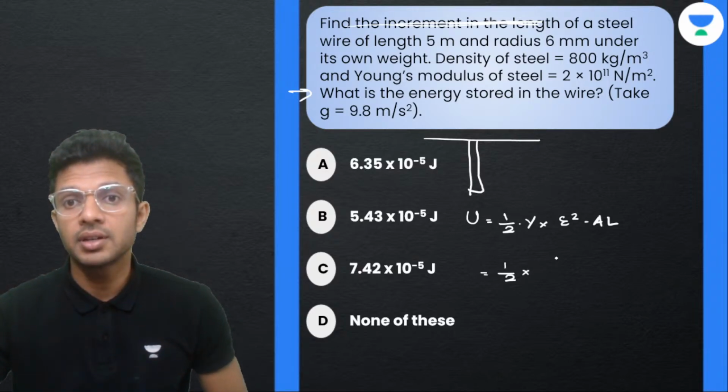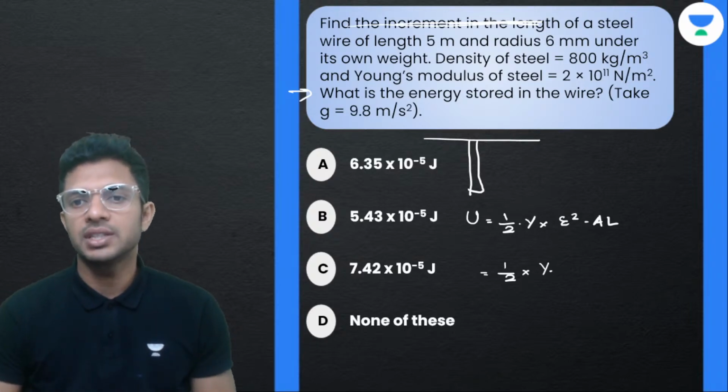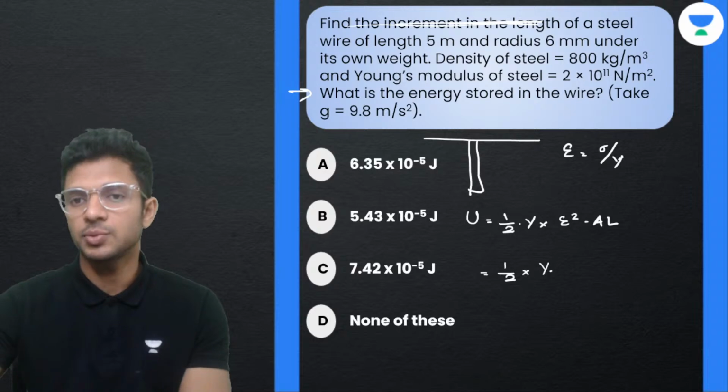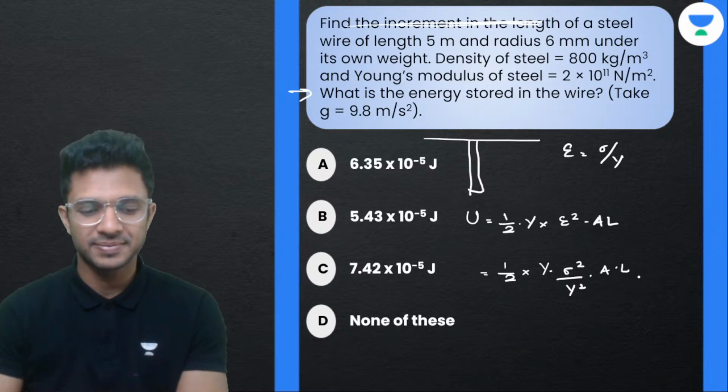Here we have, okay, so strain value is not suitable here for calculation. So instead we can convert strain to what? Strain is equal to stress divided by Young's modulus. So strain square is equal to how much? Stress square divided by Young's modulus square into area into length.